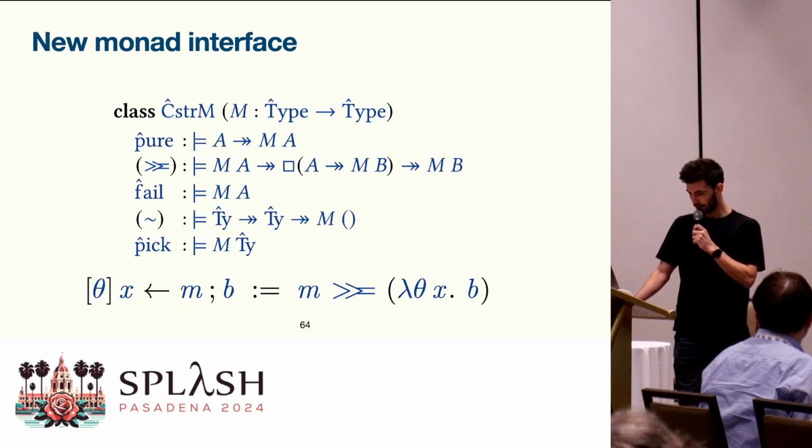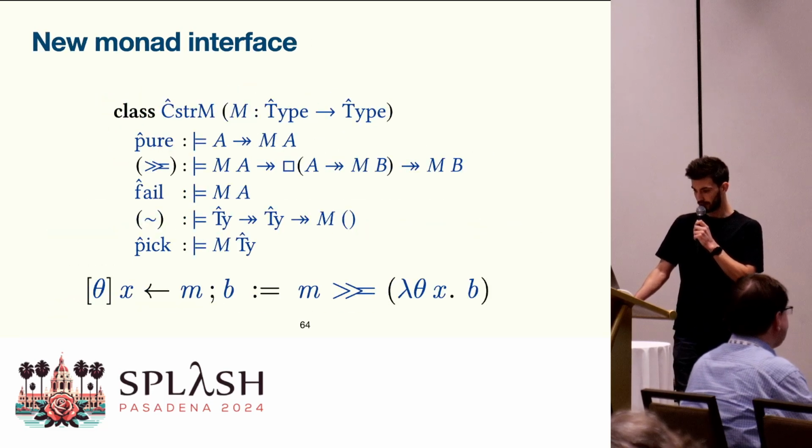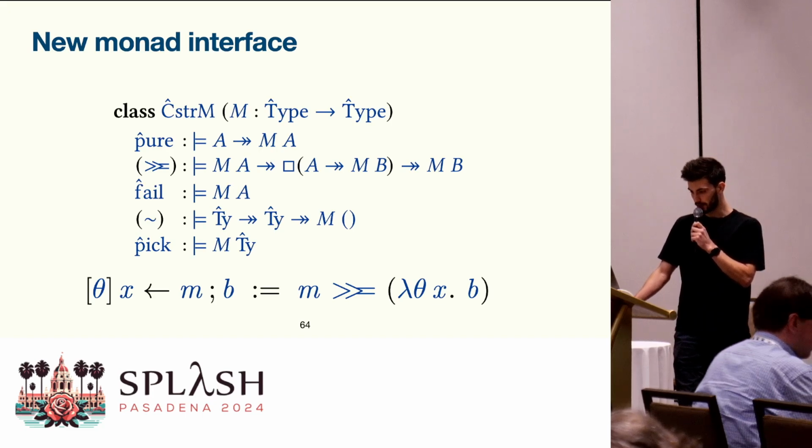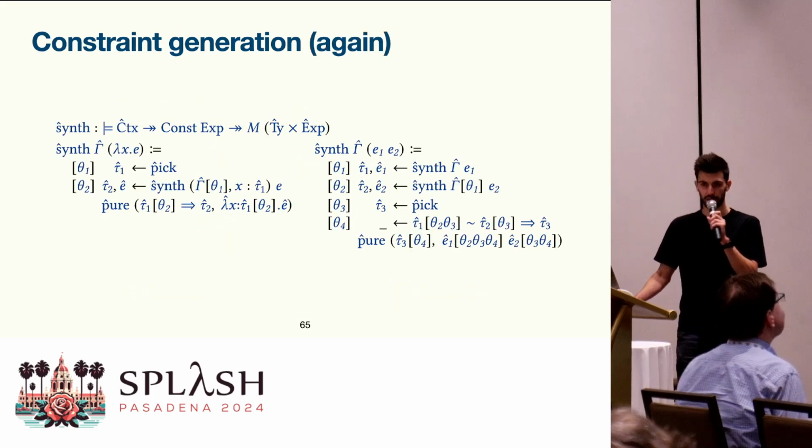So we redefined the monad interface, and now we are working with this kind of explicit substitutions everywhere. We redefined the constraint generator again.